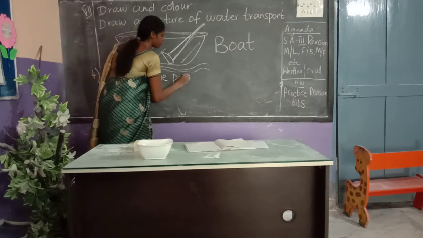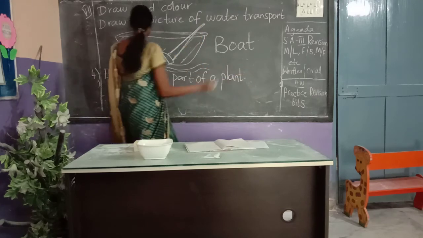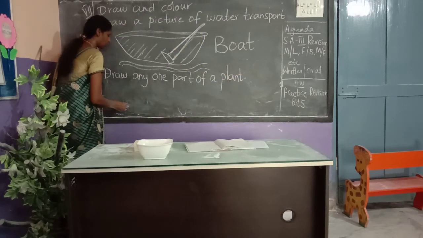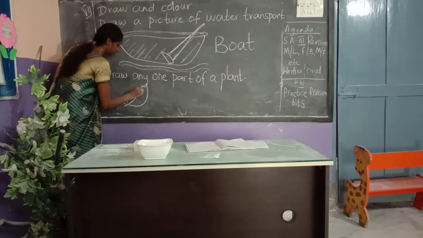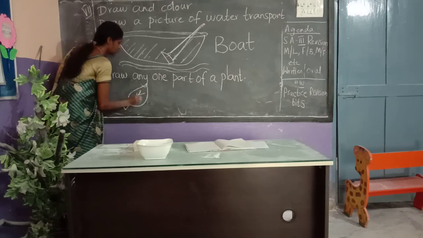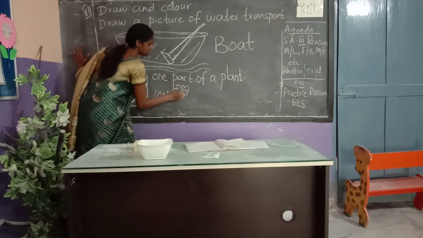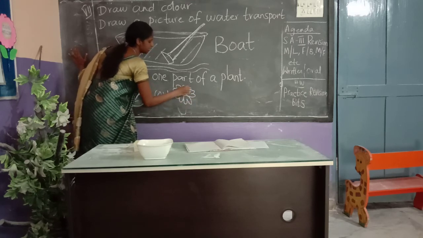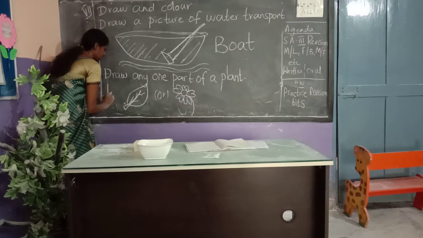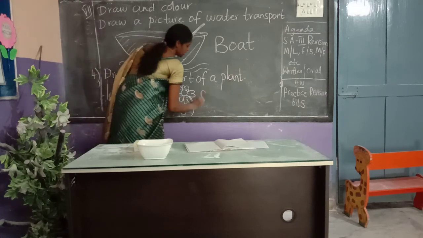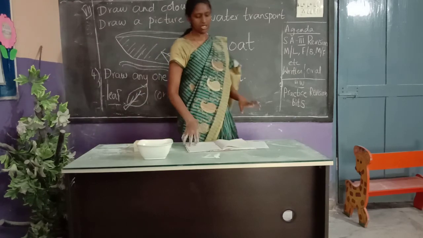Part of a plant. Draw a leaf or you can draw a flower. It's very easy, right, children? You have to color by using crayons. This is L-E-A-F, leaf, and this is F-L-O-W-E-R, flower. So these are the bits for the essay, children.